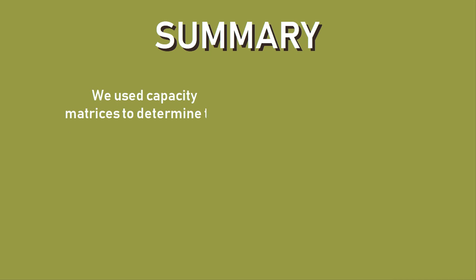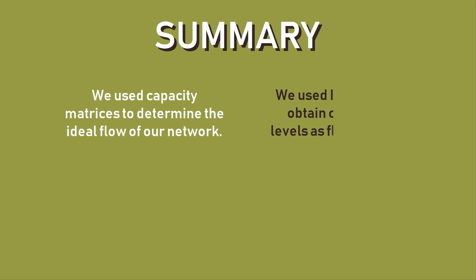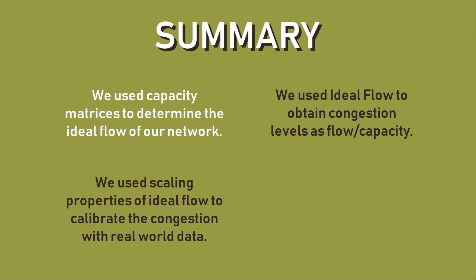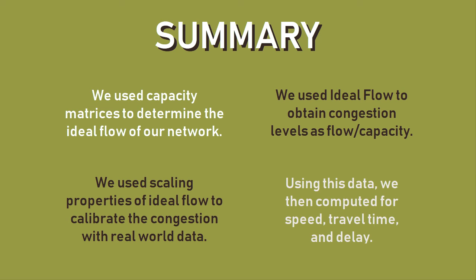To recap, we started by introducing the capacity matrix, and from there showed how to transform it into a stochastic matrix, and how to use these matrices to obtain the ideal flow. With the ideal flow, we were able to obtain congestion levels in terms of the flow over capacity ratio. Using scaling properties of ideal flow, we calibrated the congestion level using real-world data. We were then able to look at how to determine speed, travel time, and delay in our road network. Using ideal flow to simulate road networks and determine ideal traffic assignment is simple, especially with the ideal flow add-in, and requires much less data than traditional traffic assignment methods.